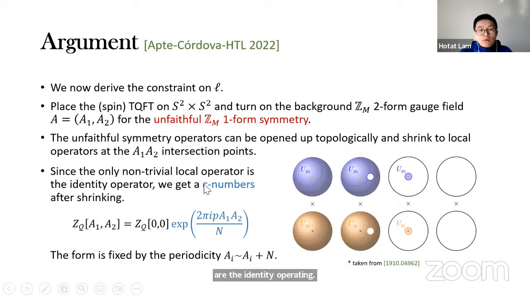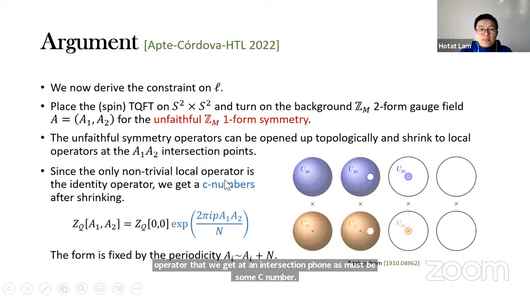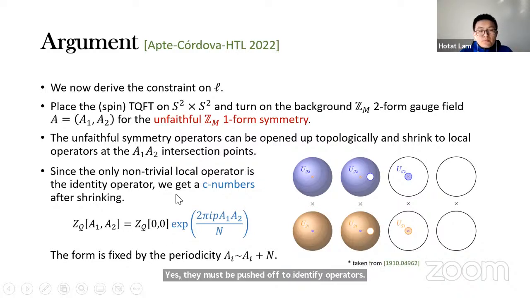Then we learn that all the local operators that we get at the intersection points must be some C number, because they must be proportional to identity operators. So now what we learn is that the partition function must be some number to the power of A1 times A2, because there are in total A1 times A2 many non-trivial local operators.